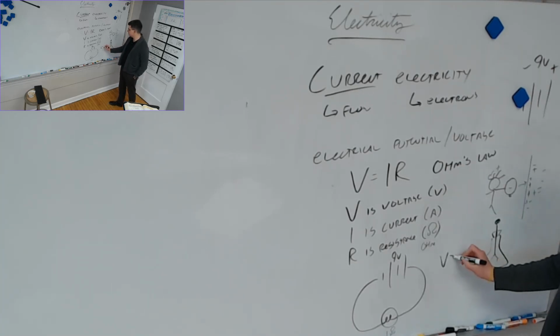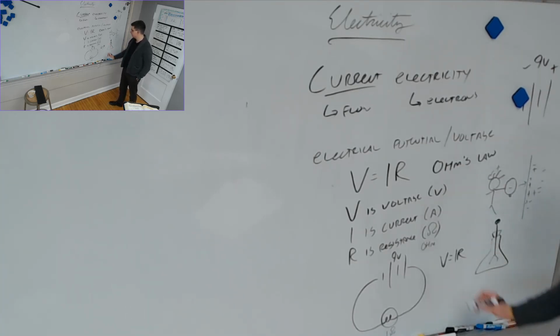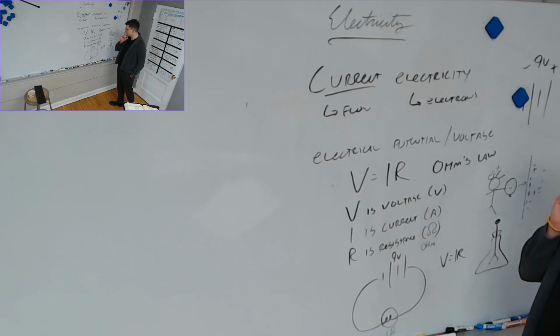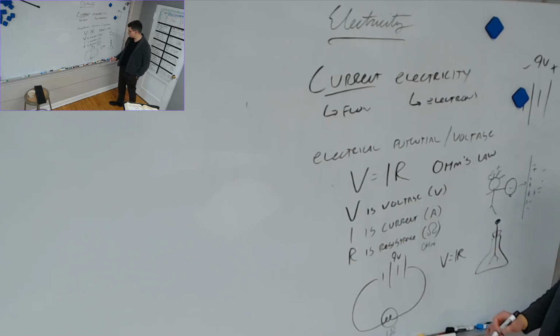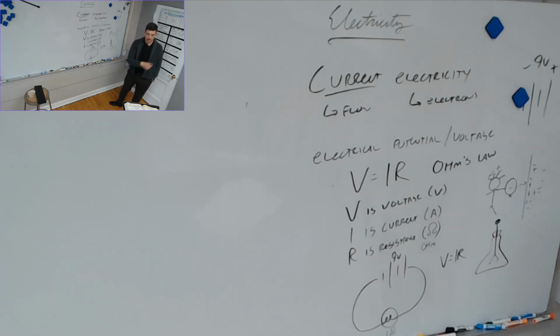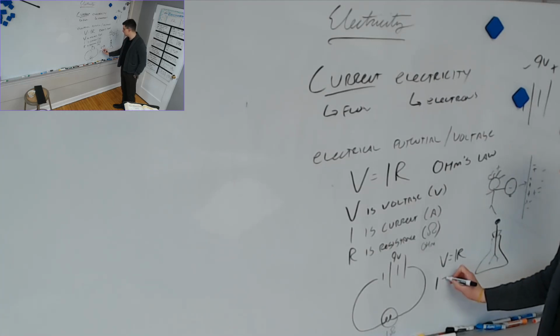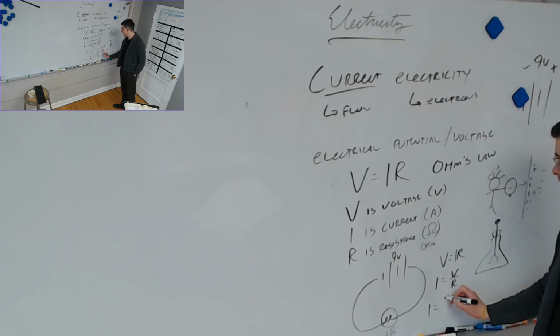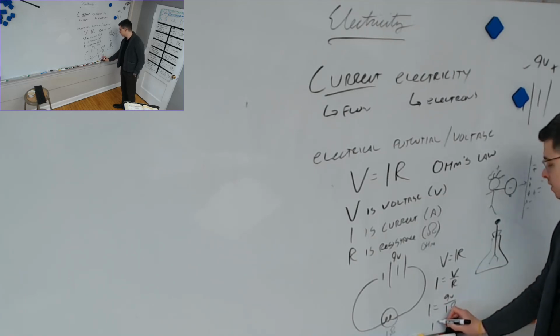Well, V equals IR, we write every time. What are we trying to solve for here? If we're trying to find current, we're solving for I. So we want to manipulate this so that I equals V over R. I equals, what's the voltage? 9 volts. Over R, 1 ohm. What's the current? Equals 9 amperes.